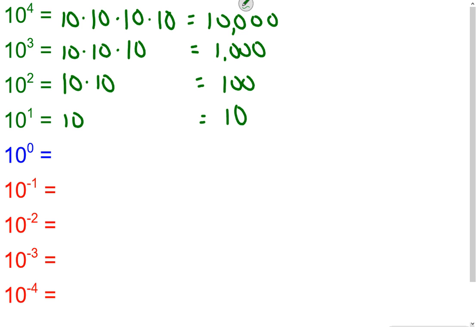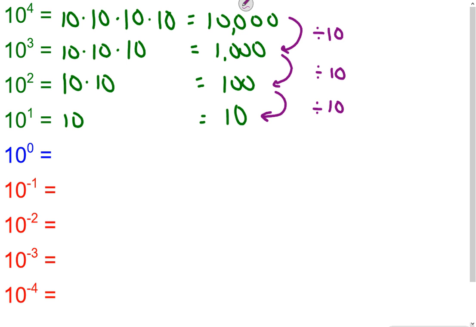Now the question becomes, what is 10 to the 0? Can I write that out like I did in these 4 examples? Well, the answer is not really. So how do we figure that out? What I'm hoping you're recognizing here is, as I went from 10,000 to 1,000, or 10 to the fourth to 10 to the third, I divided by 10. Then to go from 1,000 to 100, we divided by 10. And to go from 100 to 10, we divided by 10.